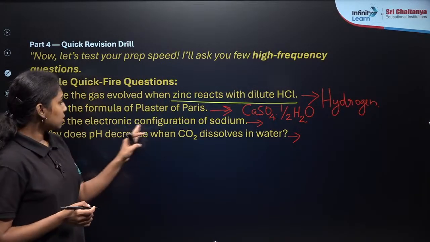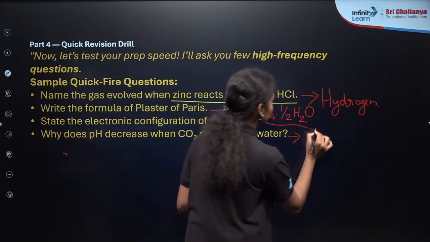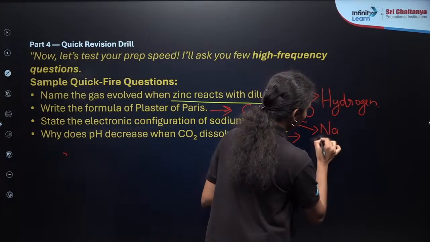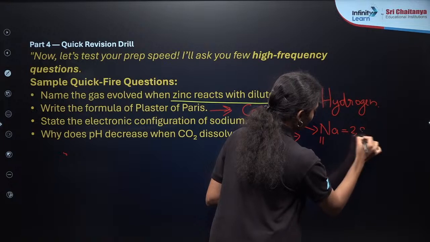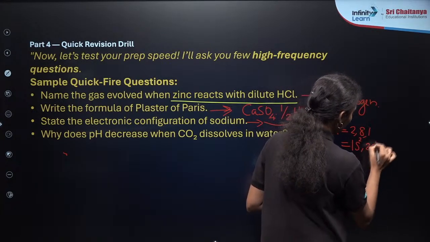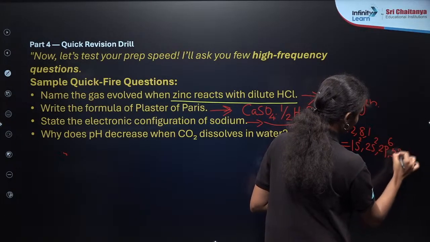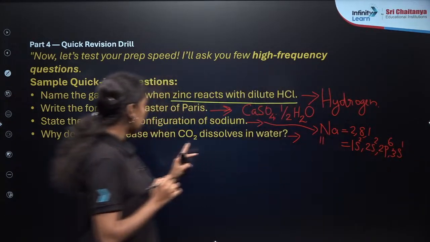Then, I think this question is from the classification of elements and periodicity of properties. I will just give the answer here. In the case of sodium, the electronic configuration will be 2, 8, 1. Or if you are asking about the subshell electronic configuration, it will be 1s2, 2s2, 2p6, 3s1. Okay.